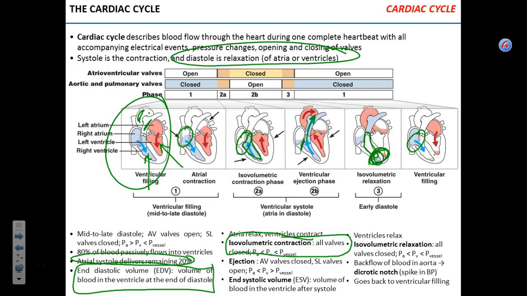Okay, does that make sense? Before the ventricular contraction, you have EDV. At the end, you have ESV. The difference went into the circuit. Does that make sense? We good?